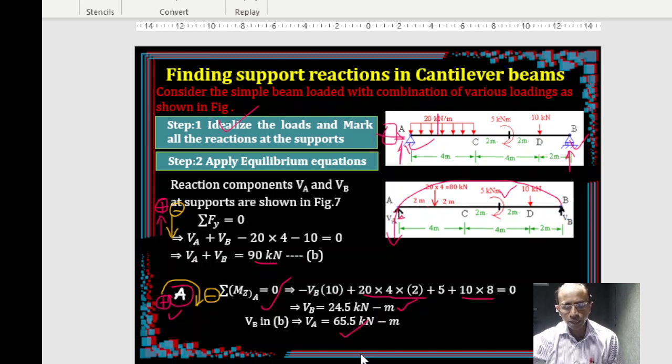Now as I told earlier, if you want to cross check your solution, you got both VA and VB, right? You take moment, sigma MZ at B. Then what are you getting? If you take moment at B, what are you going to get? You are not going to get VB, you are going to get VA, and that VA should be what you have calculated, that is 65.5. If that is coming, that means your calculations are correct.